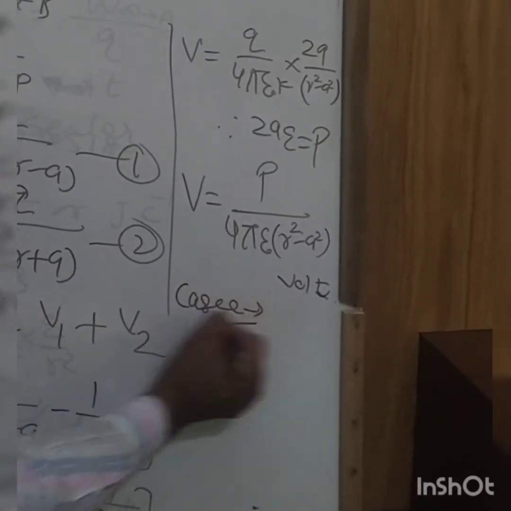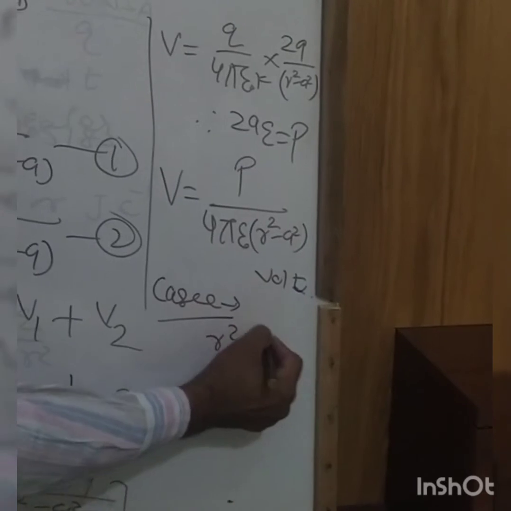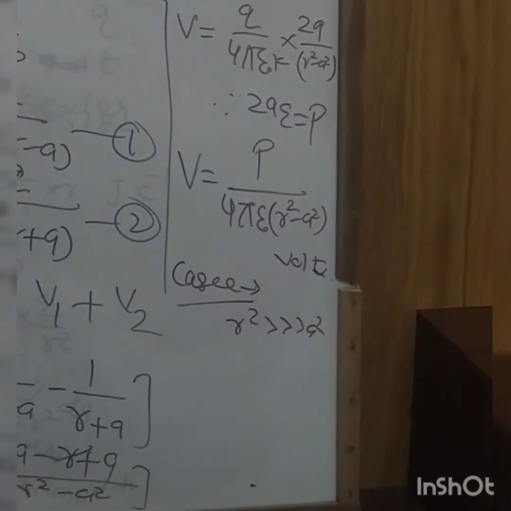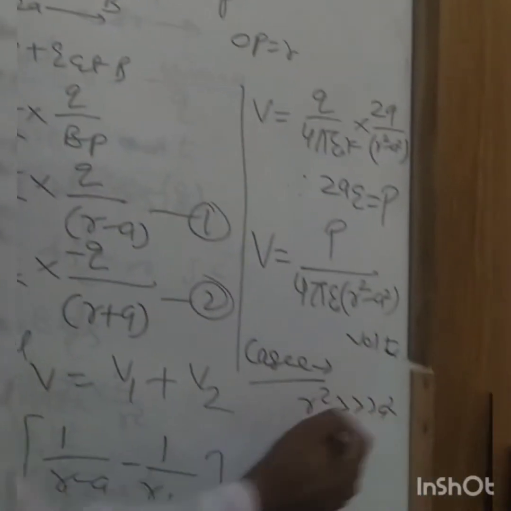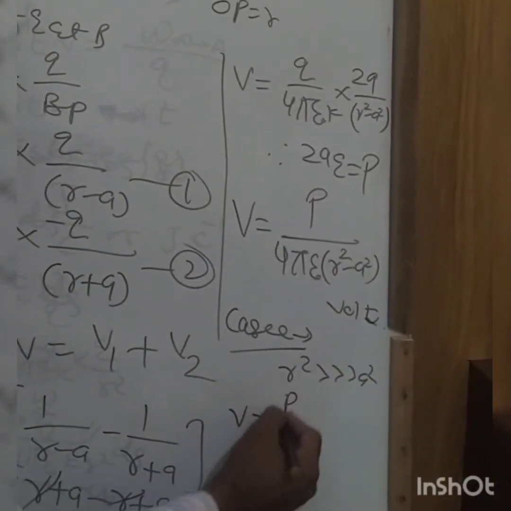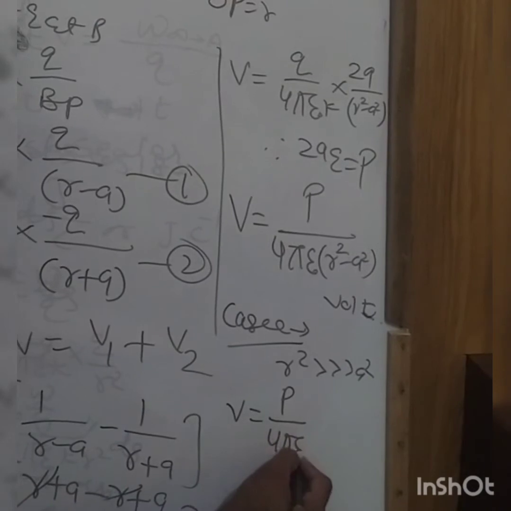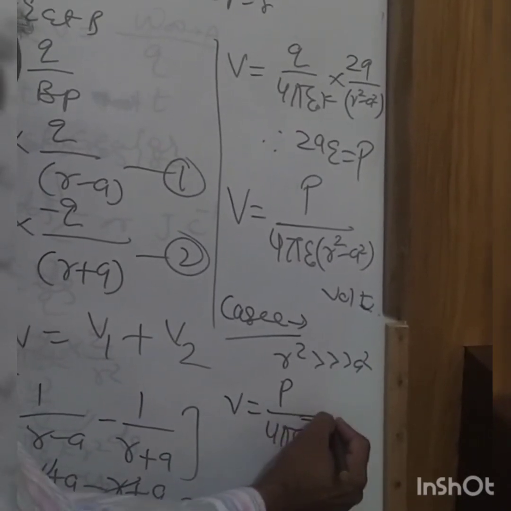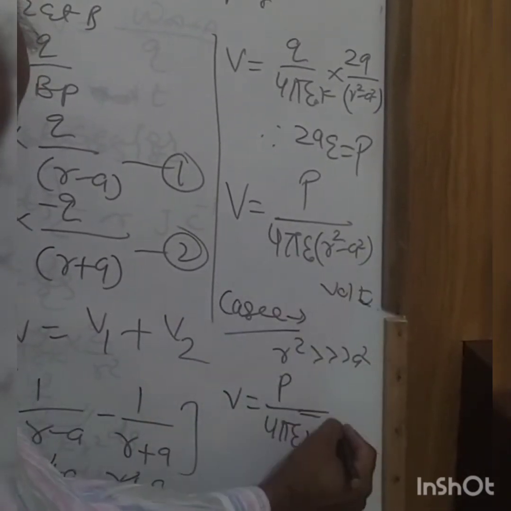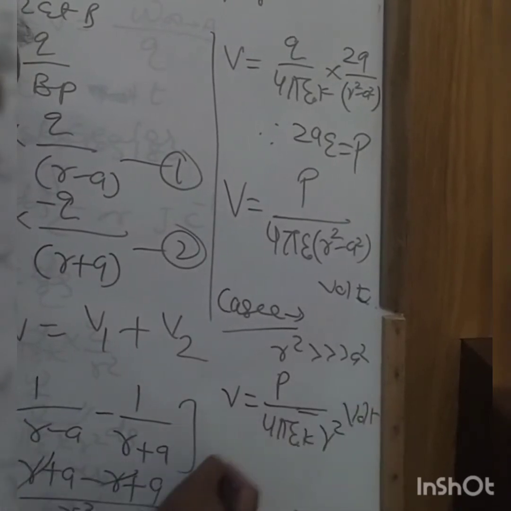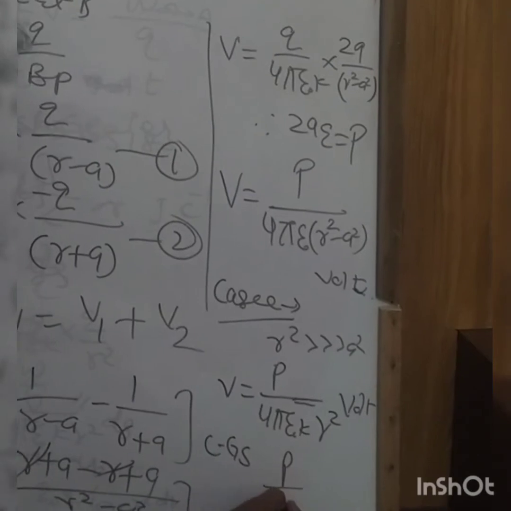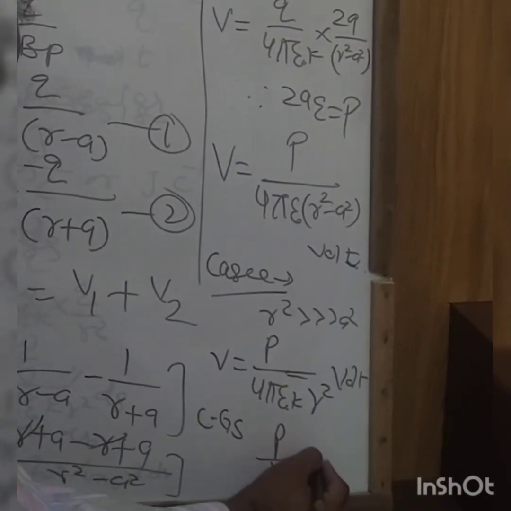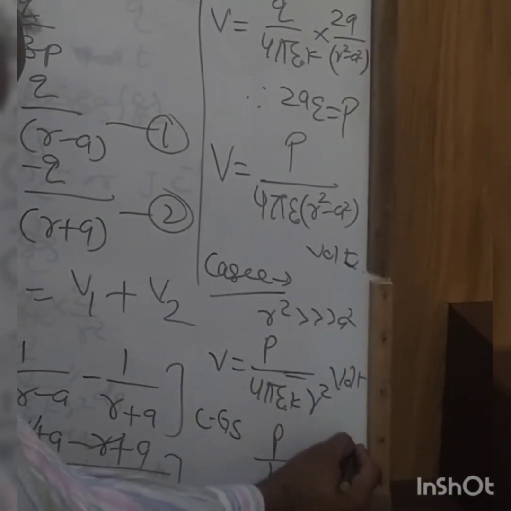Now we have a case here: if R square is very much greater than A square, that is, the distance R is very much greater than A, then A is neglected. So V is equal to P upon 4 pi epsilon naught K R square volt. And if you are going for CGS, it is P upon K R square stat volt.